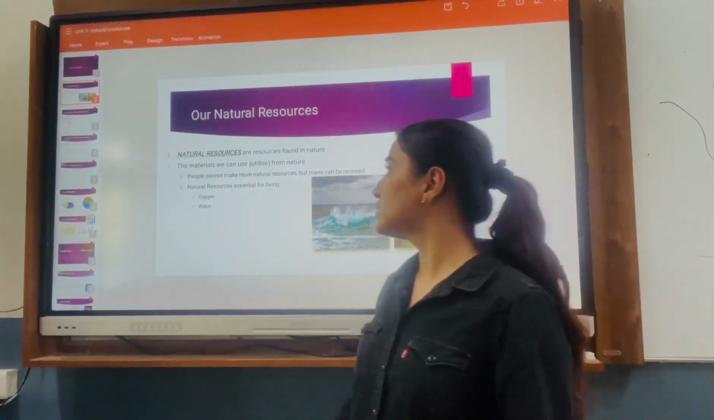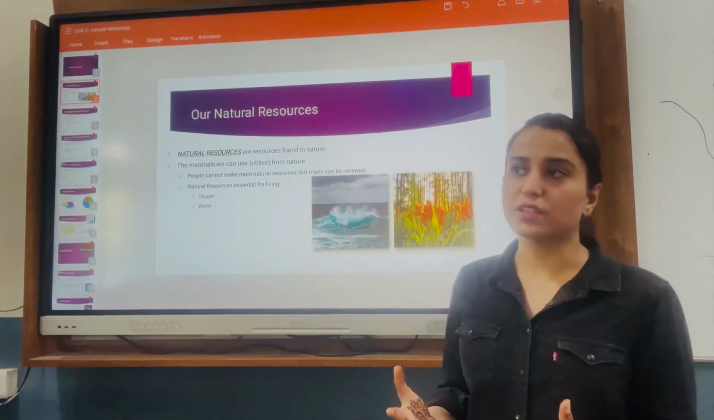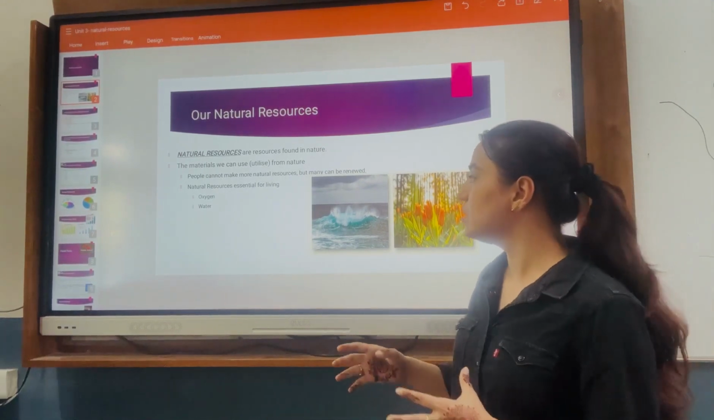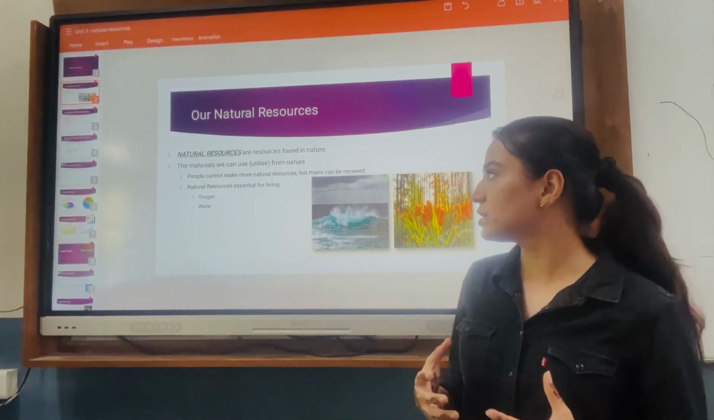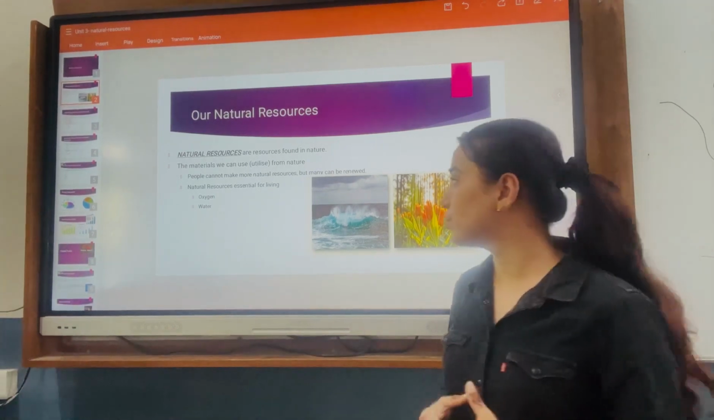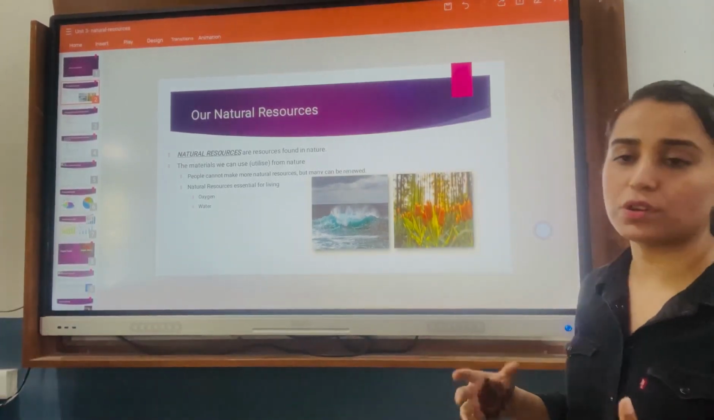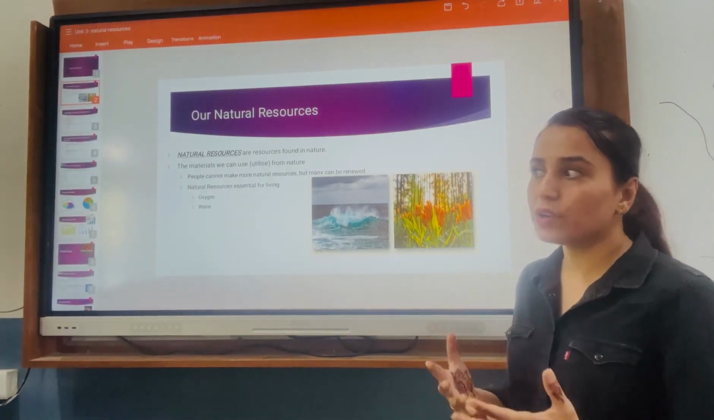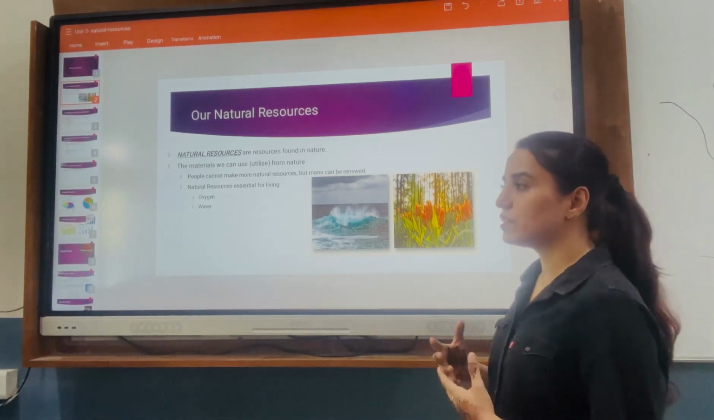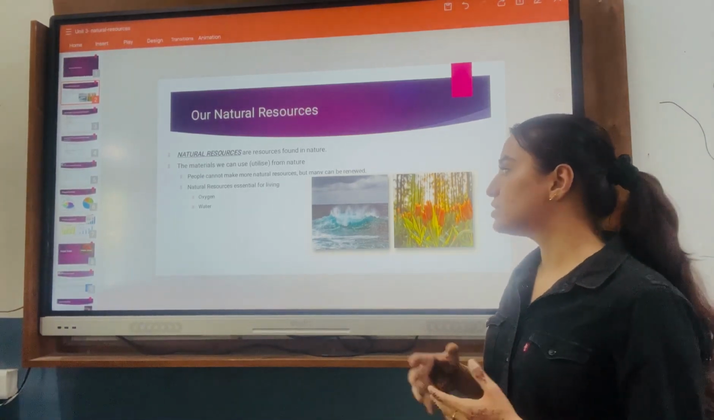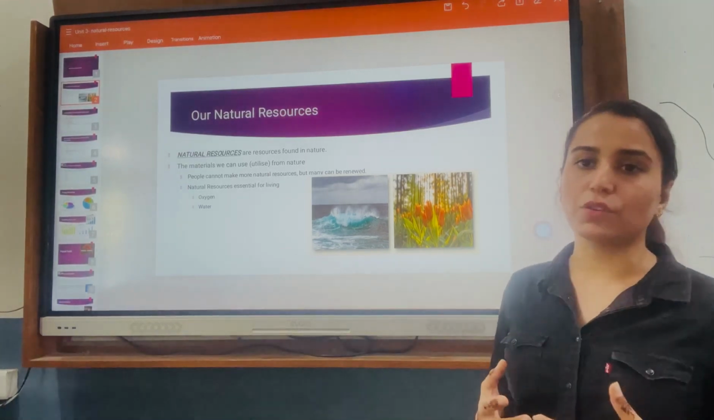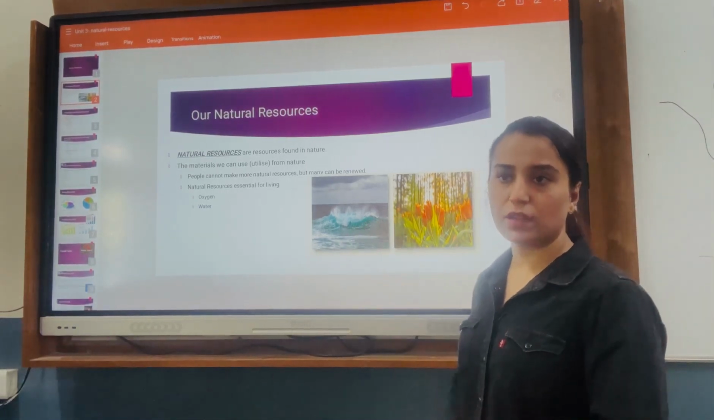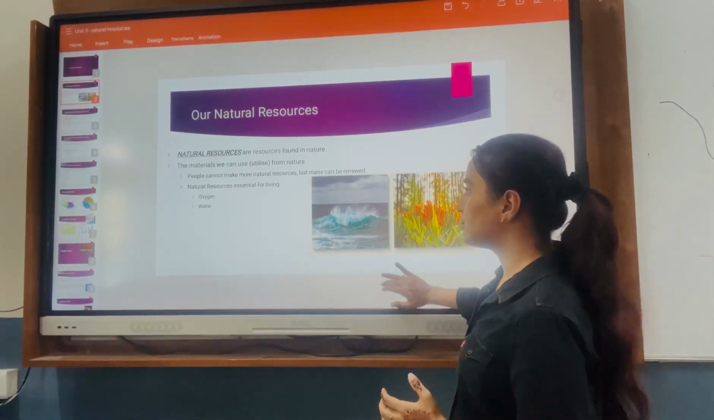Natural resources are the resources which occur in nature. These are the materials that we utilize from nature, and people cannot make more of these resources. They can be divided on the basis of whether they are exhaustible or inexhaustible. Natural resources are extremely essential for all living organisms to survive, like oxygen, water and other kinds of resources.